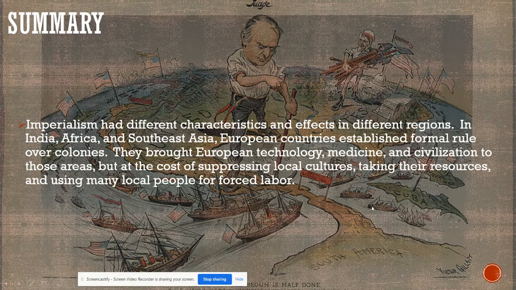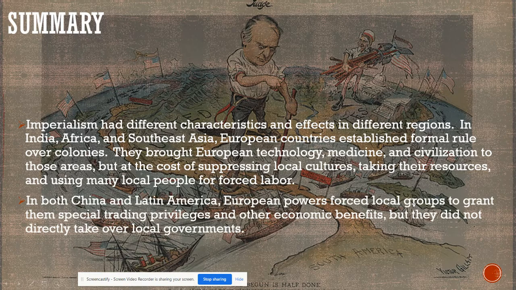And the last part of the summary: imperialism had different characteristics and effects in different regions. In India, Africa, and Southwest Asia, European countries established formal rule over the colonies, complete control. They brought European technology, medicine, and civilization to those areas, but at the cost of suppressing local cultures, taking their resources, and using many local people for forced labor. In both China and Latin America, European powers forced local groups to grant them special trading privileges and other economic benefits, but they did not directly take over their local governments.